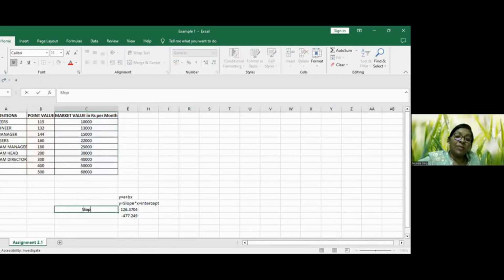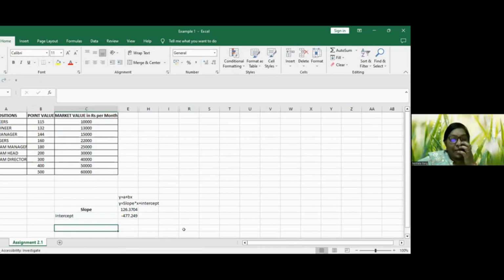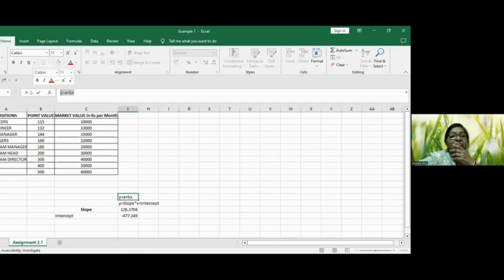Now sometimes your intercept can be minus. So what will you do now? To calculate your E column, that is salaries, what will you do? What is the formula? Remove that Y is equal to A plus BX. Now put an equal to sign. Now open the bracket.